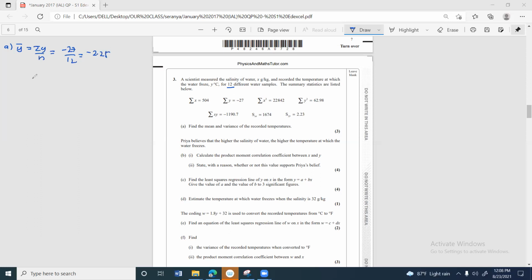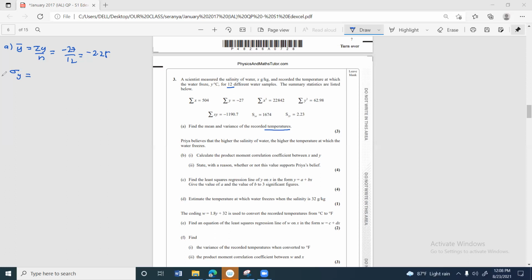Then we need to get the variance of Y. Sir, why isn't it summation of X divided by N? It should be, they ask to find the mean of the variance of recorded temperatures. The scientist measured the salinity of water as X and the temperature as Y. That is why I just put it as Y bar. Okay, is that clear? Yes.